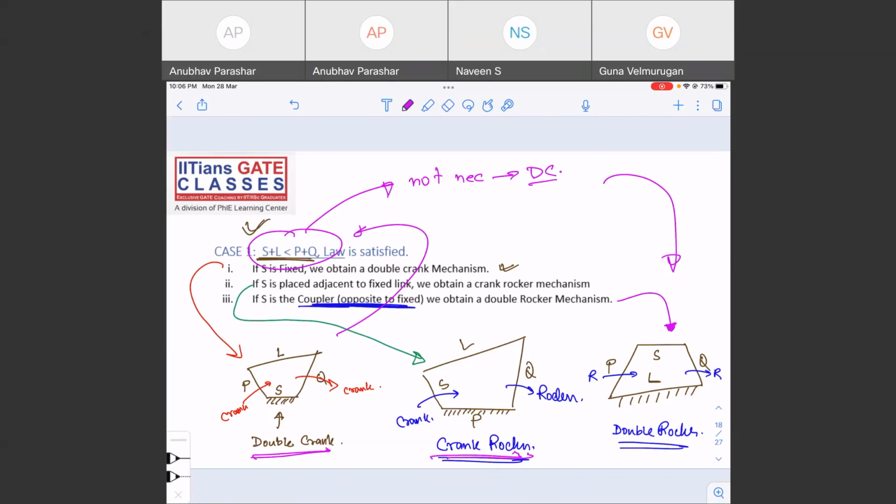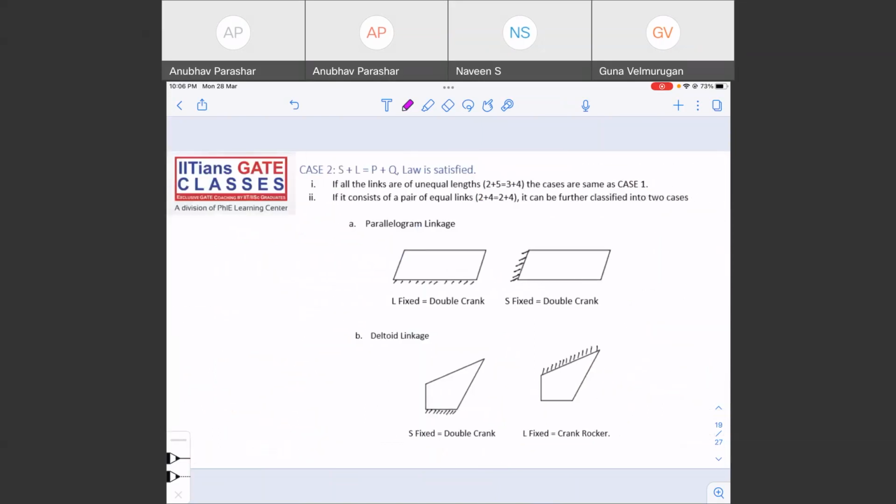You can also get double rocker. But if you want a crank, this law has to be satisfied. If this law is not satisfied, if you are unable to clear the HL exam, you can never obtain a crank mechanism. Like if you cannot clear the HL exam, you'll never be able to get into HL. This is what it is. Okay.